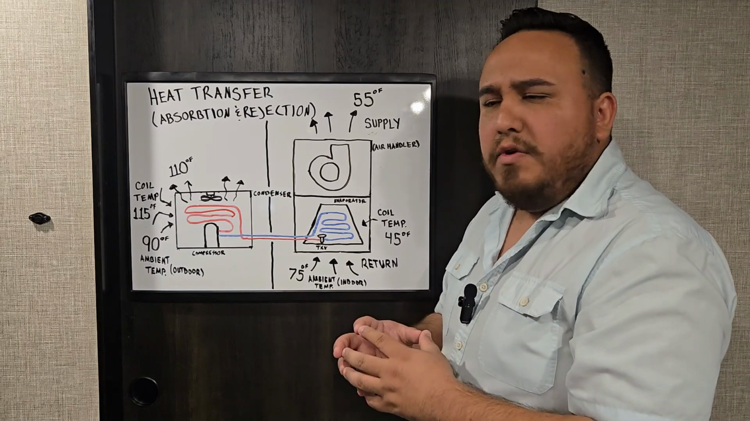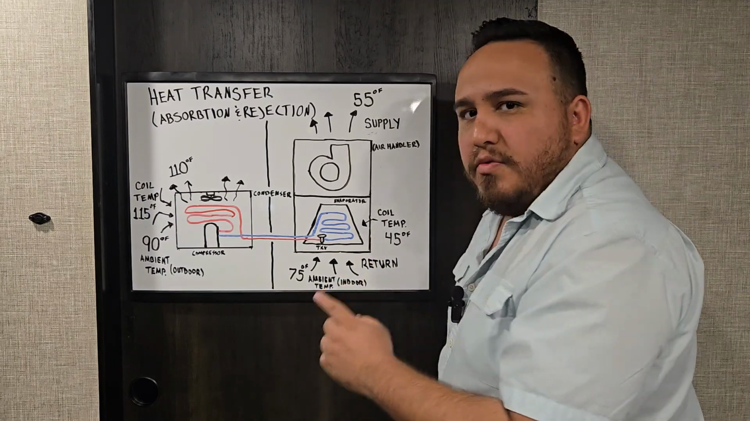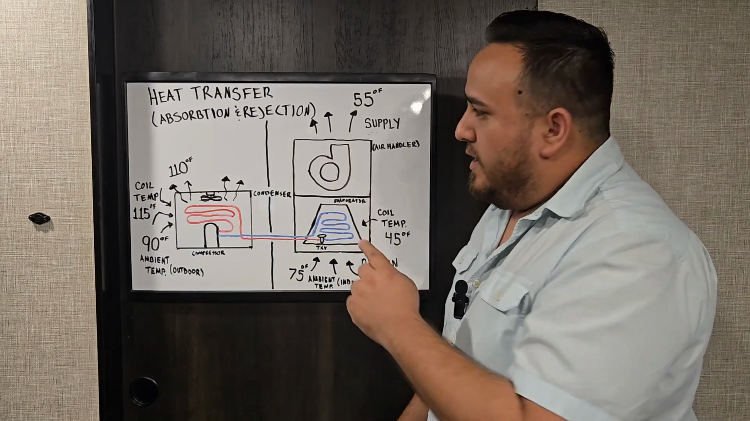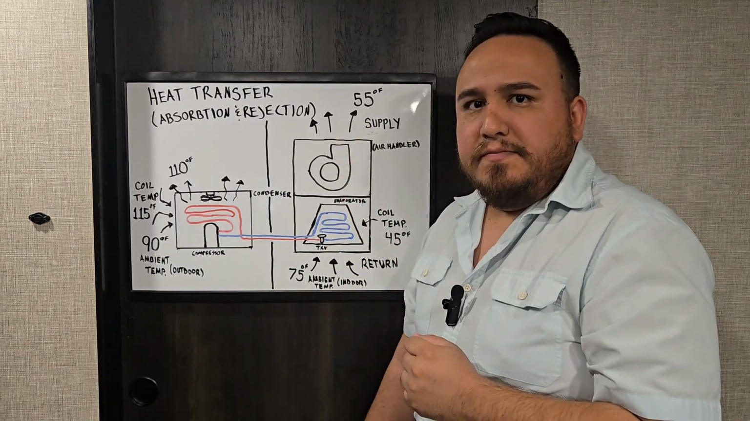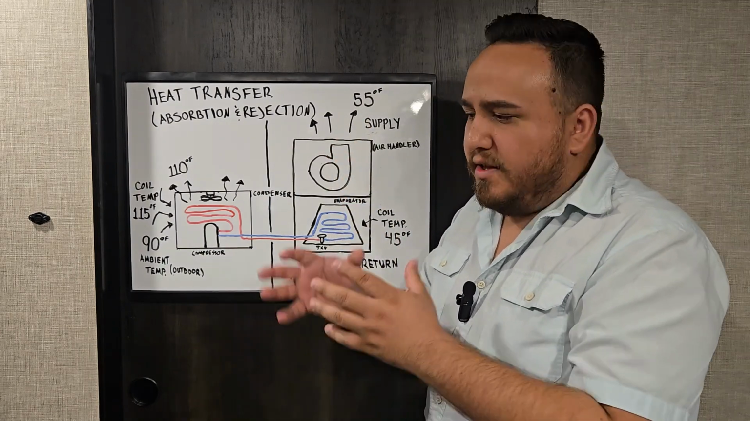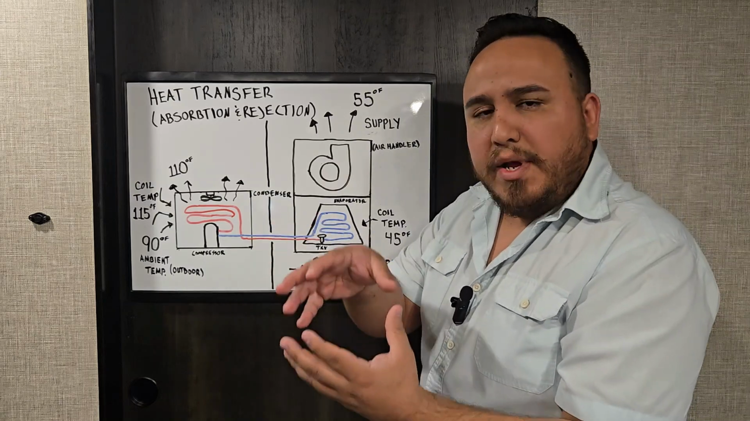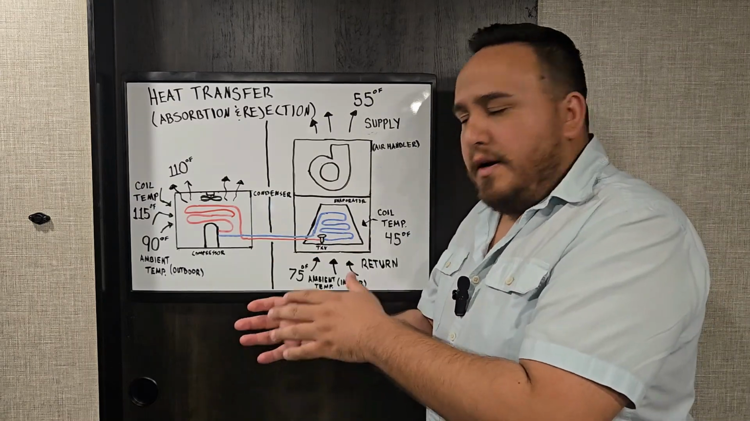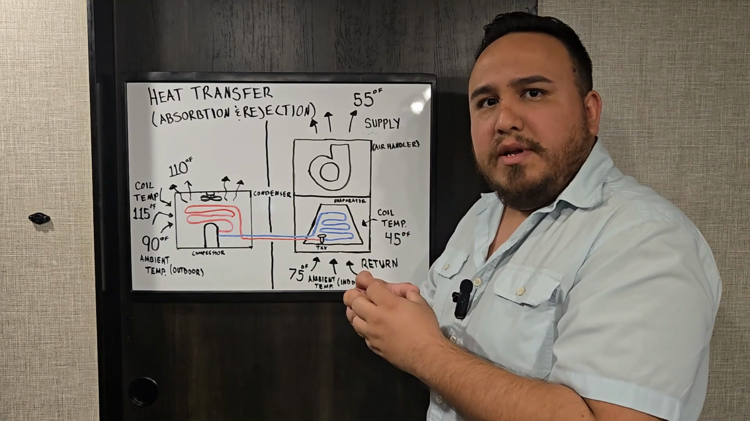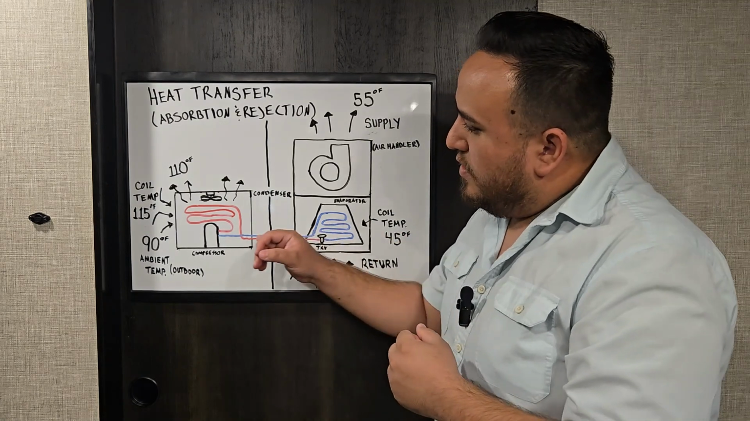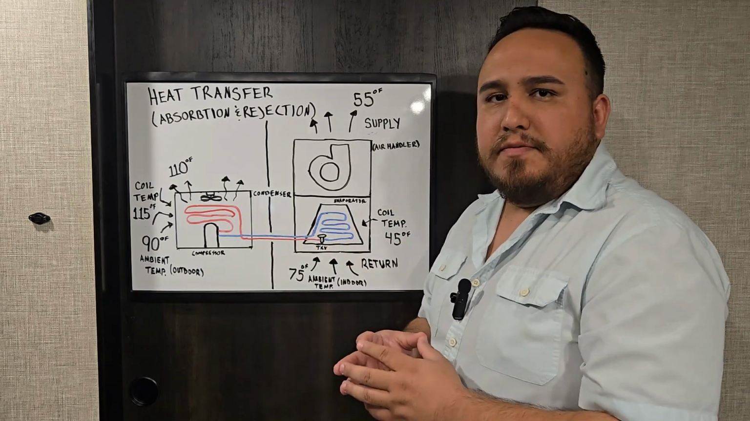Where did the heat go from my ambient temperature? Well, once again, it went into my refrigerant, and then coming out of my supply is coming out at about 55 degrees. So there we have that heat absorption, and there was a heat transfer from my ambient air into the refrigerant. Now that refrigerant is going to take all that heat that was absorbed, and it's going to send it all the way into my compressor.